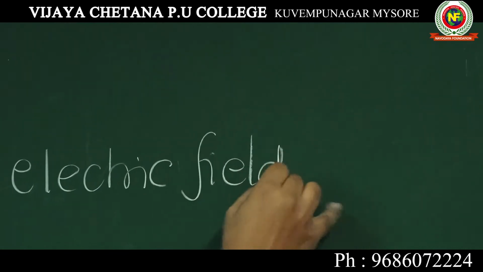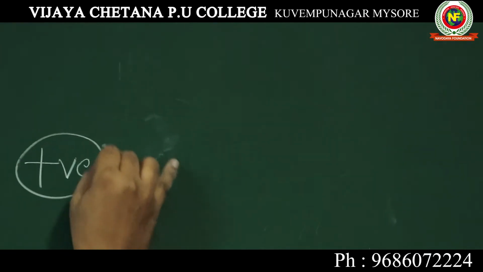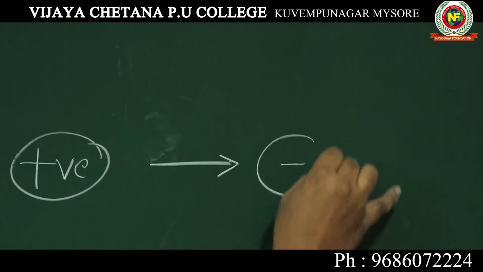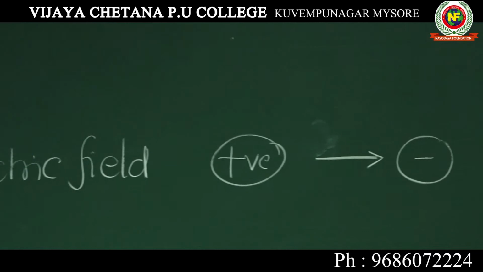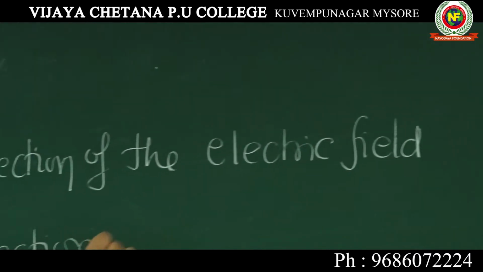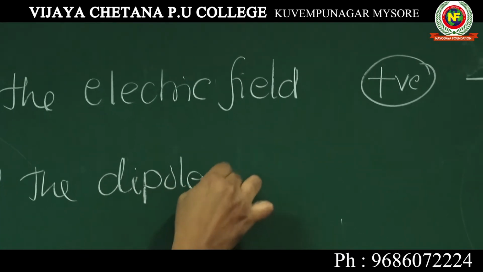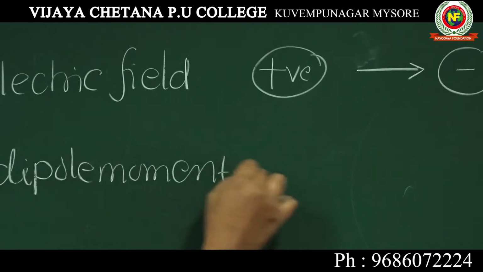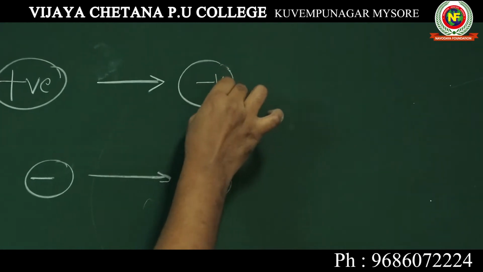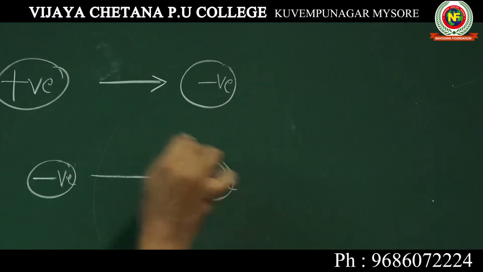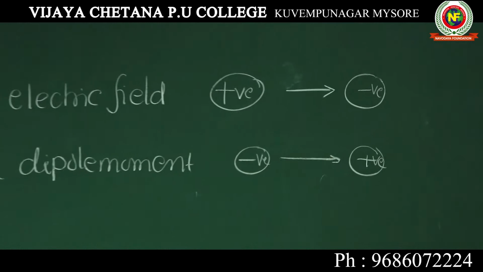Electric field is always from positive to negative, whereas, try to follow, the direction of the dipole moment is always from negative to positive. You must remember. Okay. Electric field from positive to negative. Dipole moment from negative to positive.